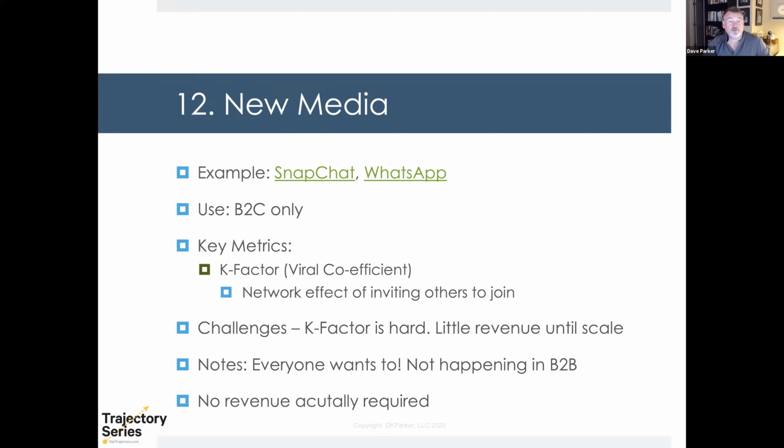So if you create a B2B viral coefficient, let me know, I'll write you one of your first checks. I've just never seen it done, right? And it's only a few thousand companies I've looked at, so I'm sure there maybe will be one out there. So K-factor is hard, right? You can plan for it, but it's not something you can forecast. There's a little bit of magic in a bottle. So that's number 12.